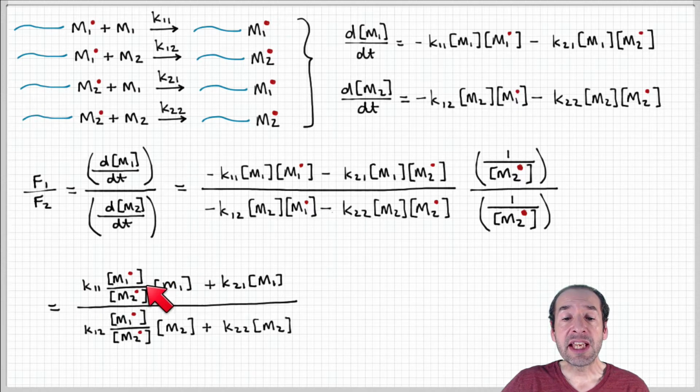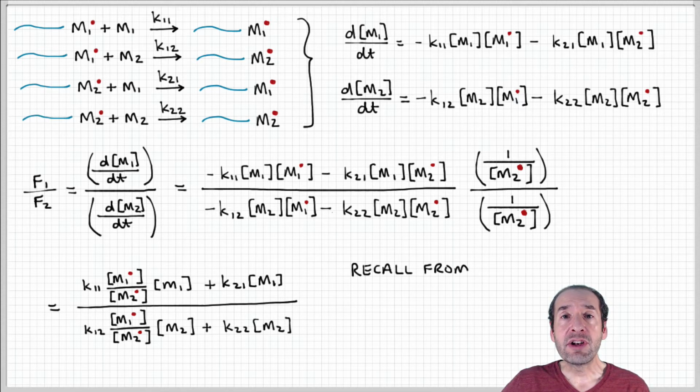Notice that this contains the concentrations of monomer 1 and monomer 2 in our reaction mix, but it also contains this term, which involves the concentrations of active chains that end in monomer 1 and active chains that end in monomer 2. So the concentration of monomer 1 and monomer 2 we know because we make the reaction mix. We know how much we're adding, but these concentrations of active chains are not as convenient to deal with. We don't really know what those are at a given time in the reaction.